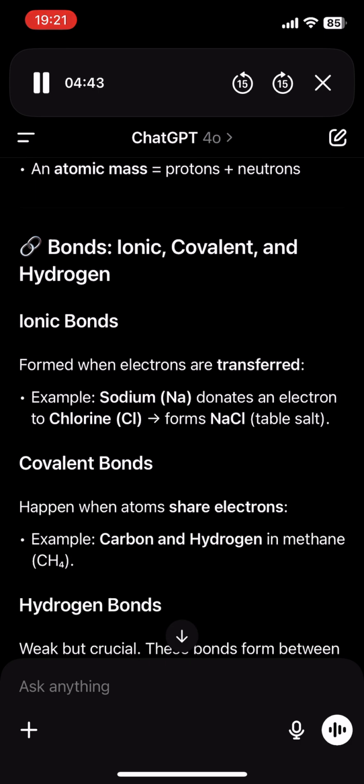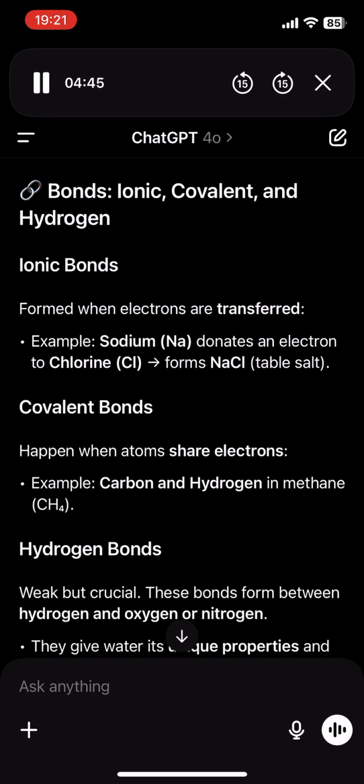Bonds: ionic, covalent, and hydrogen. Ionic bonds form when electrons are transferred. Example: sodium, Na, donates an electron to chlorine, Cl, forming NaCl, table salt. Covalent bonds happen when atoms share electrons. Example: carbon and hydrogen in methane, CH4.